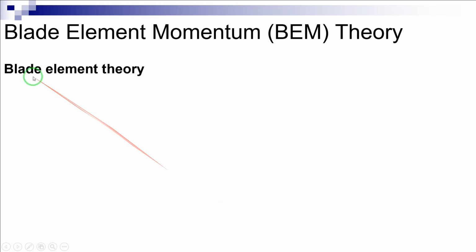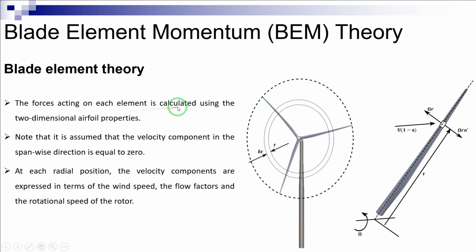Blade element theory. The forces acting on each element are calculated using the two-dimensional airfoil properties based on an angle of attack determined from the incident resultant velocity in the cross-sectional plane of the element. Note that it is assumed that the velocity component in the span-wise direction is equal to 0. At each radial position, the velocity components are expressed in terms of the wind speed, the flow factors, and the rotational speed of the rotor.